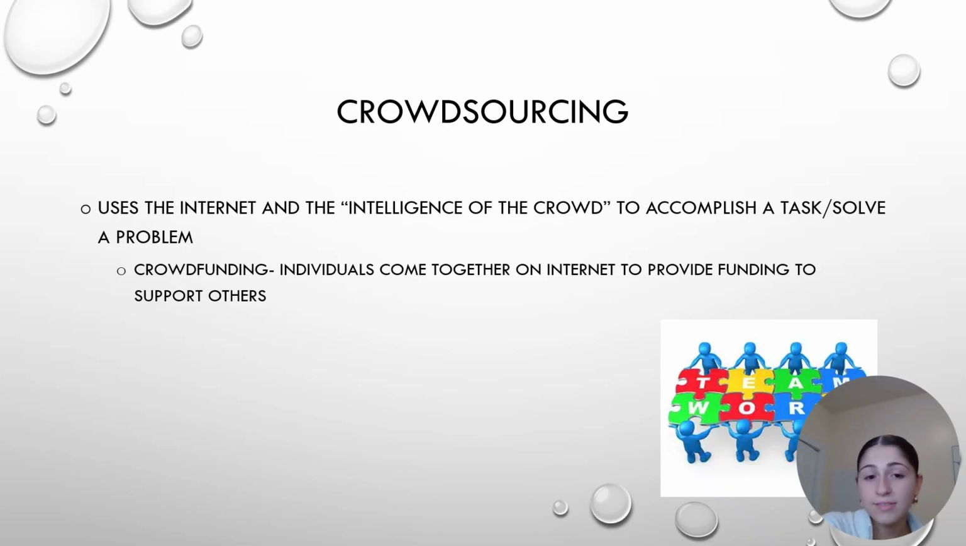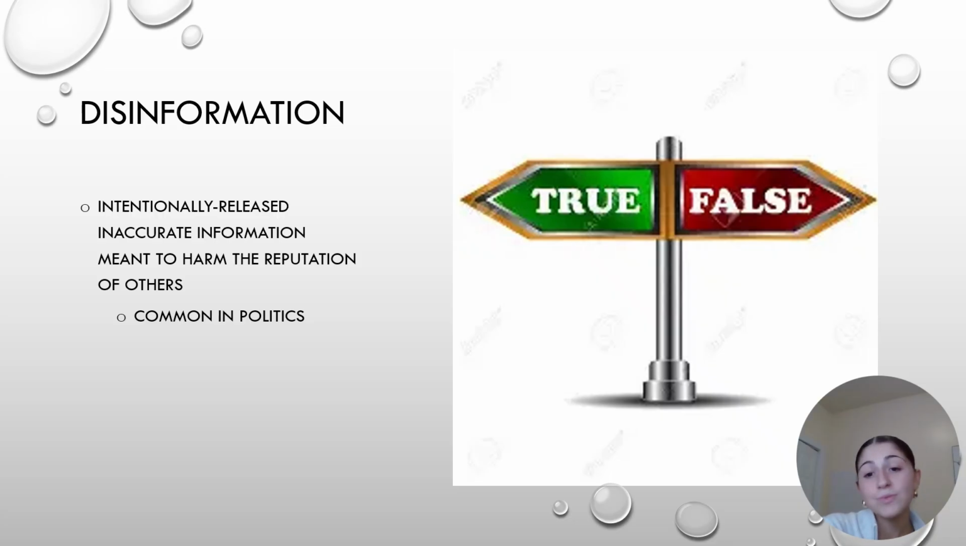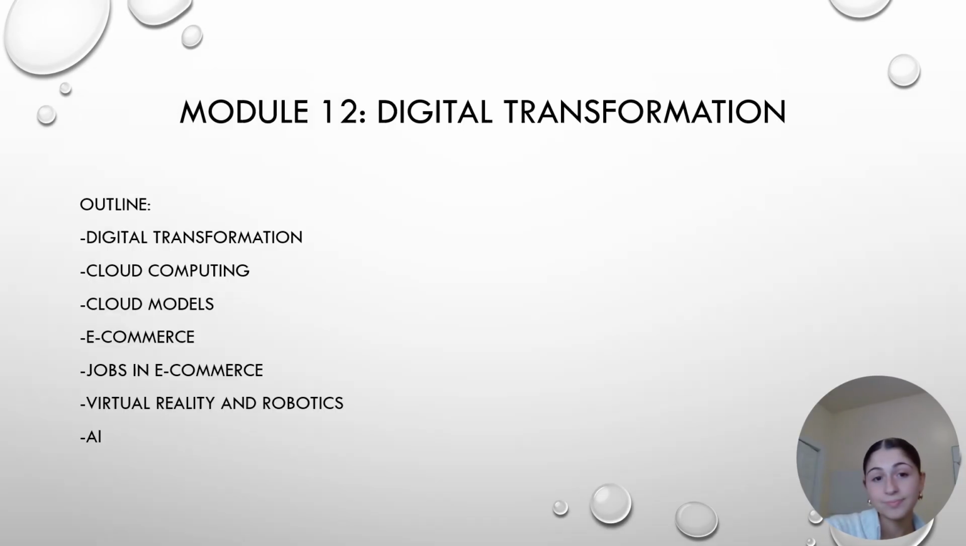Now we have crowdsourcing. This uses the internet and the intelligence of the crowd to accomplish a task or solve a problem. Crowdsourcing is very helpful, and another very helpful thing with it is crowdfunding. Individuals come together on the internet to provide funding and support for each other. Next, we have disinformation. This is intentionally released inaccurate information meant to harm the reputation of others. It's actually very common in politics.